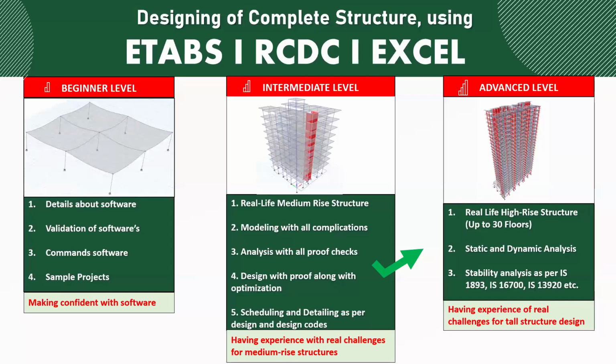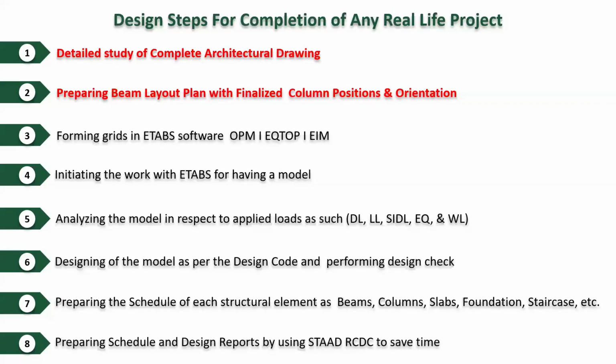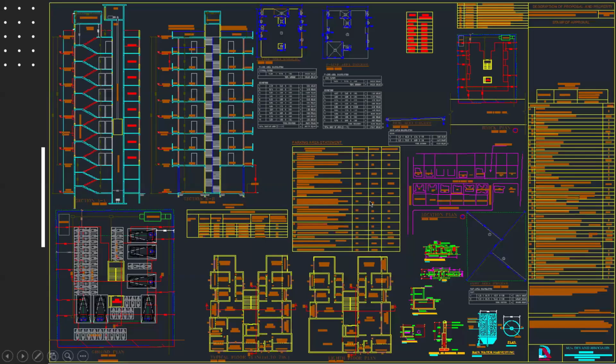In the intermediate level, we are going to start the real example project, and all the real challenges, all the real problems we are going to tackle there. We are going to properly follow the steps that professional structural engineers follow to complete any project. So unlike other training centers, we are not going to take a simple dummy project, doing the modeling, assigning the load, performing the analysis and design. That's it, members are passing, matter closed. No, that level of learning we are not going to cover in our training program.